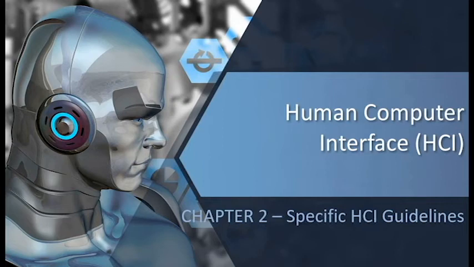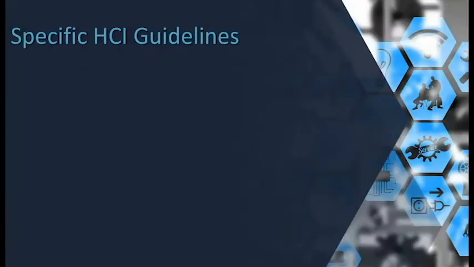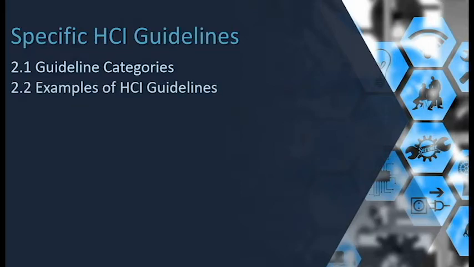Chapter 2: specific HCI guidelines. In this chapter, we'll be discussing guideline categories and then some examples of HCI guidelines. We have, I think, nine specific HCI guidelines.